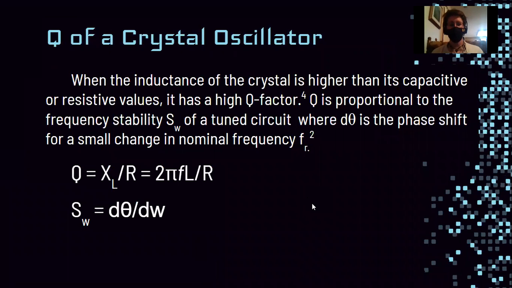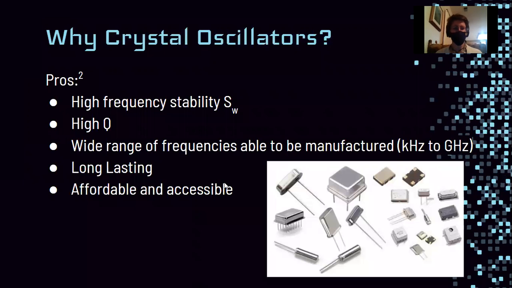The Q of a crystal oscillator is very important because it tells you its quality. When the inductance of a crystal is higher than its capacitive or resistive value, it has a very high Q factor. Q is proportional to the frequency stability S of a tuned circuit, where dθ is the phase shift for a small change in nominal frequency Fr. Here are some equations that can be used to determine the Q.